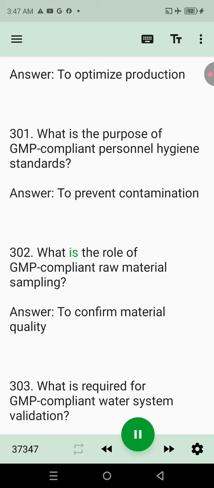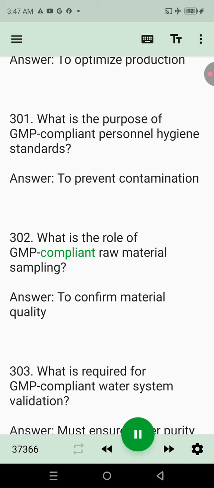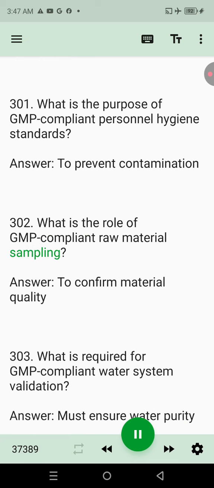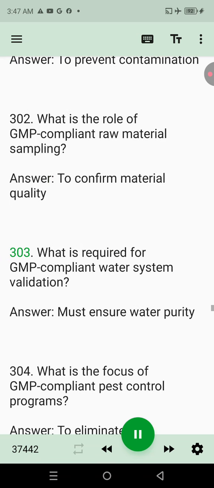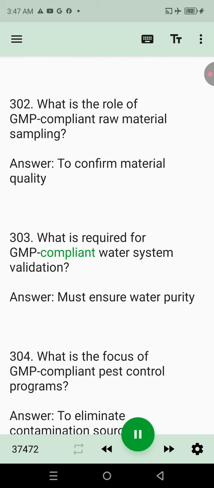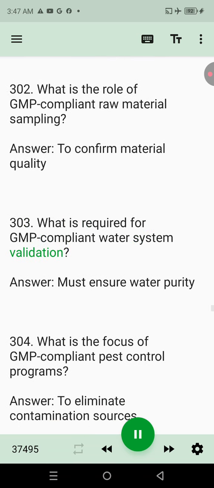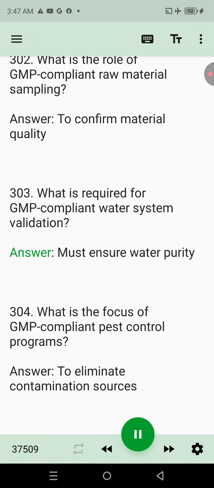302. What is the role of GMP-compliant raw material sampling? Answer: to confirm material quality. 303. What is required for GMP-compliant water system validation? Answer: must ensure water purity.